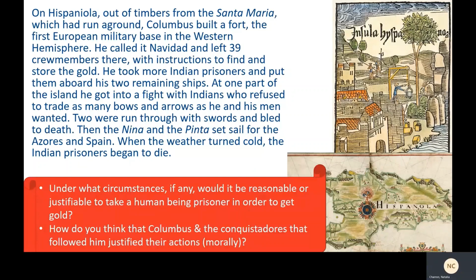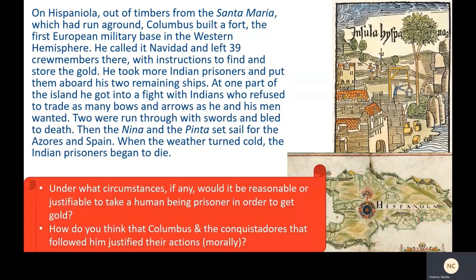On Hispaniola, out of timbers from the Santa Maria, which had run aground, Columbus built a fort, the first European military base here in the Western Hemisphere. He called it Navidad and left 39 crew members there with instructions to find and store the gold. He took more Indian prisoners and put them aboard his two remaining ships.